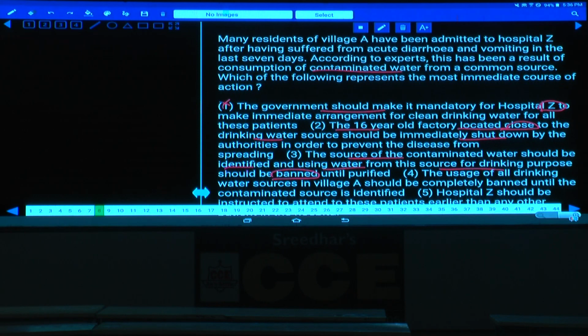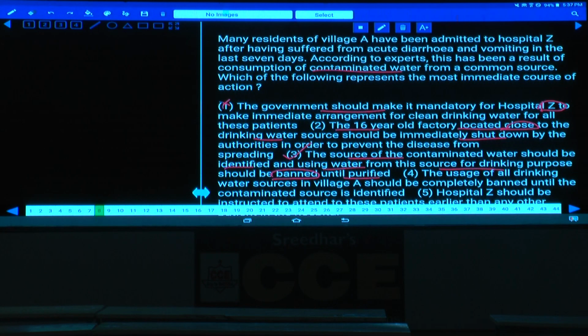Now first the source has to be identified, and if at all it is impure, then until this water is purified, steps should be taken not to consume this water. Then are we talking about the purification of this water or not? And so what is your answer here? Choice 3. Next one, choice 4.